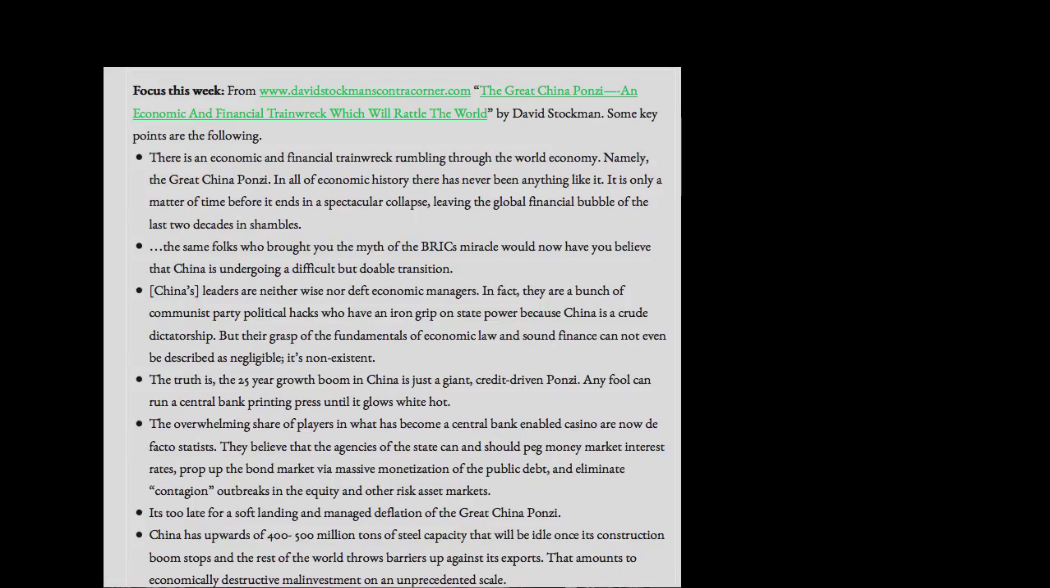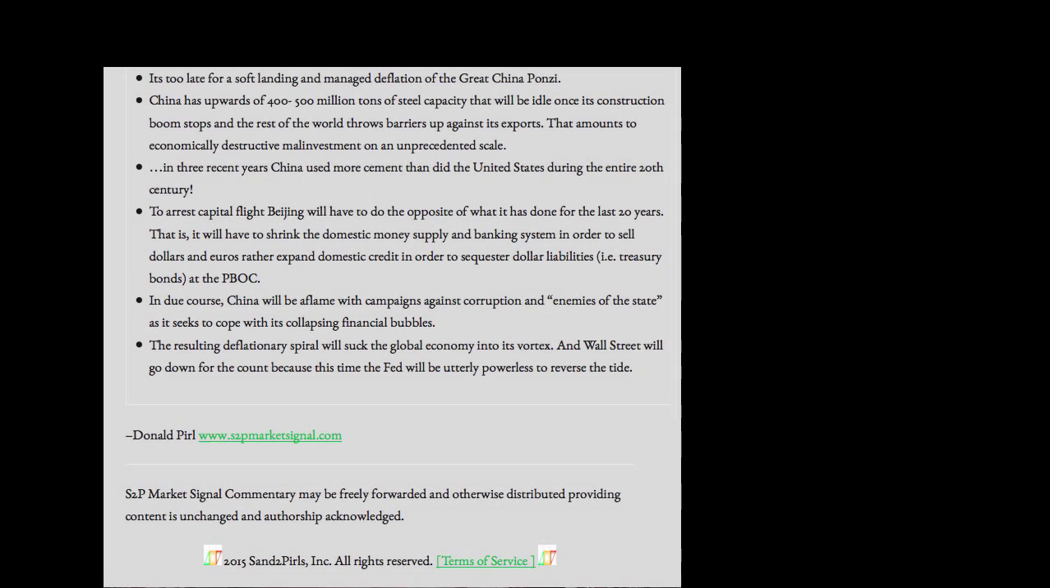Any fool can run a central bank printing press until it glows white hot. The overwhelming share of players in what has become a central bank-enabled casino are now de facto statists. They believe that the agencies of the state can and should peg money market interest rates, prop up the bond market via massive monetization of the public debt, and eliminate contagion outbreaks in the equity and other risk asset markets. It's too late for a soft landing and managed deflation of the great China Ponzi.